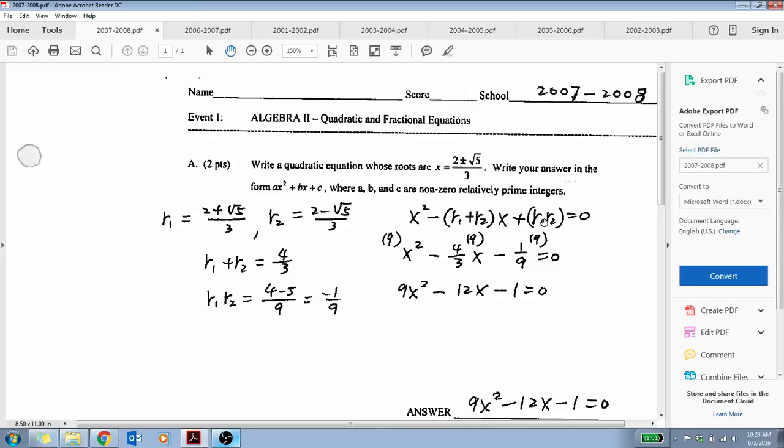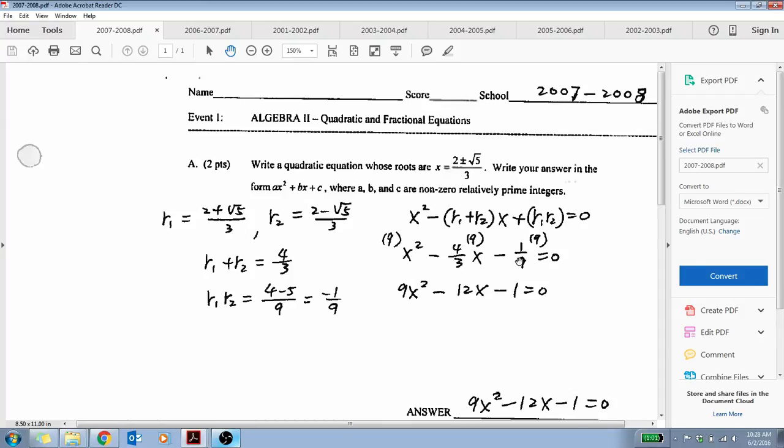And then r1 times r2, the constant term: multiply the roots together. So multiply 2 plus square root of 5 over 3 times 2 minus square root of 5 over 3. Once again, I'm going to spare you the details. You can do that on your own. You're going to get 4 minus 5 over 9, which equals negative 1 over 9. So that's going to be your constant term, negative 1 over 9.